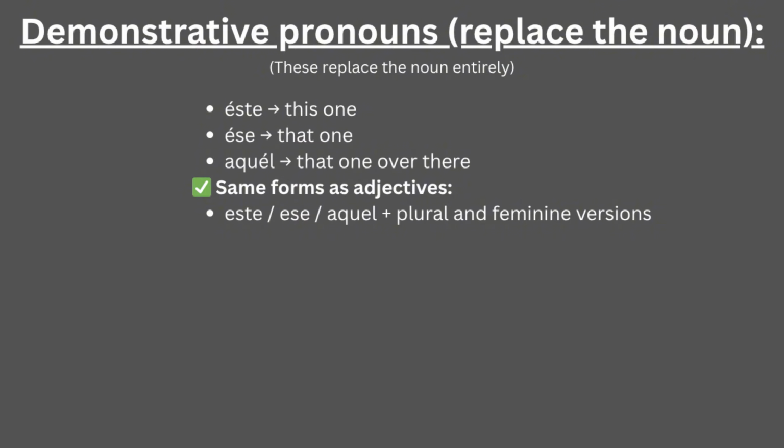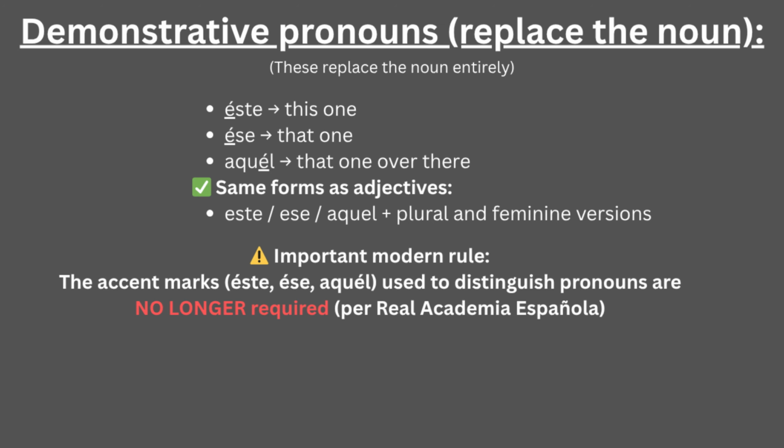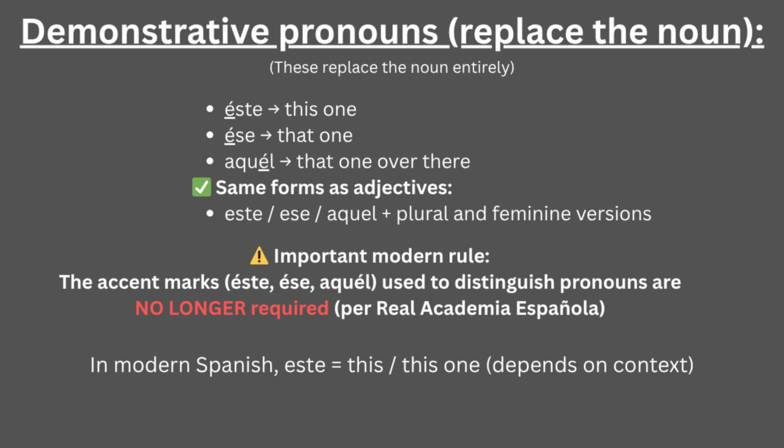As a grammatical rule, the accent marks on este, ese, and aquel distinguish pronouns from adjectives. However, in modern Spanish, this rule is no longer necessary in most of the Spanish-speaking world. Often, a word like este is sufficient in saying this or this one, depending on context. In other words, demonstrative pronouns take the same form as adjectives, but they replace nouns without the need for accents.